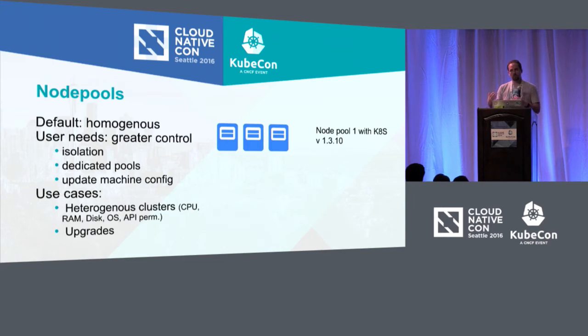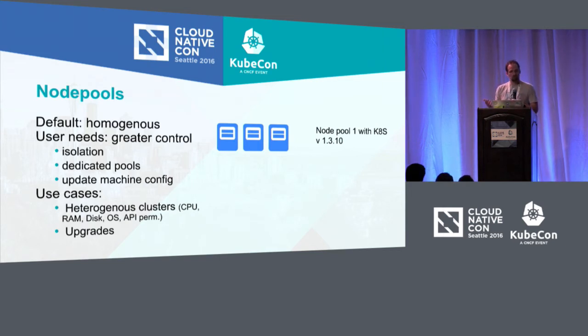So we consolidated all of this feedback and built a feature that we call node pools, which is really just a simple layering on top of the basic Kubernetes concepts, where you can have multiple groups of homogeneous nodes instead of a single group of homogeneous nodes. And this allows you to get all of those requested features that I just mentioned.